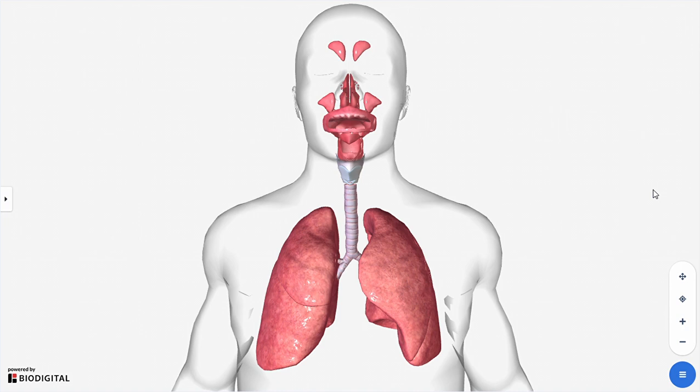Today we will be discussing some of the structures that make up the respiratory system. We will start here with the left and right frontal sinuses. The frontal sinuses are lined with cells that make mucus to keep the nose from drying out.